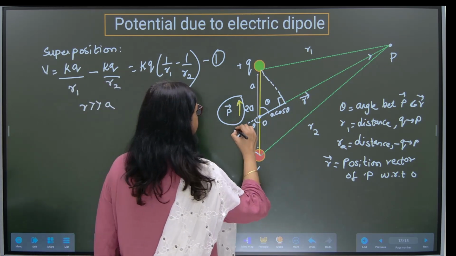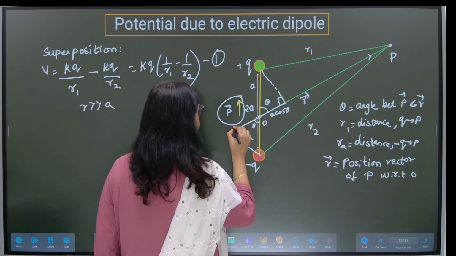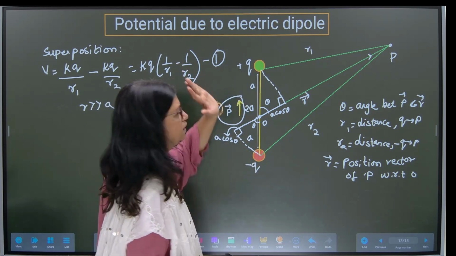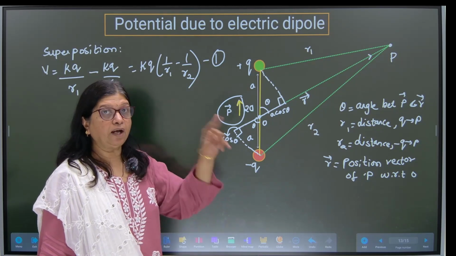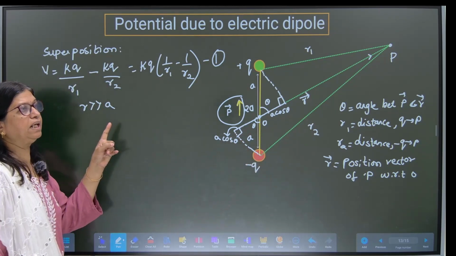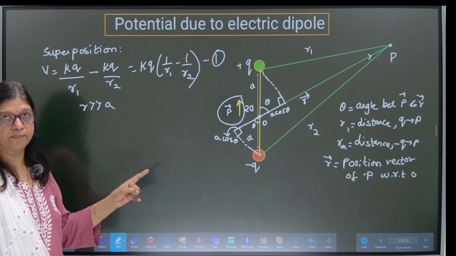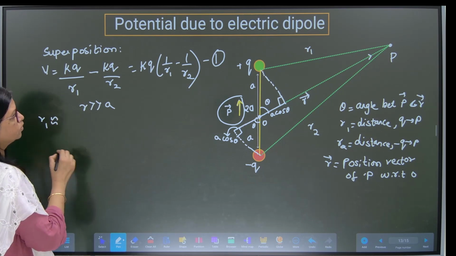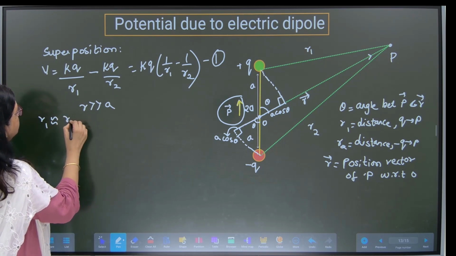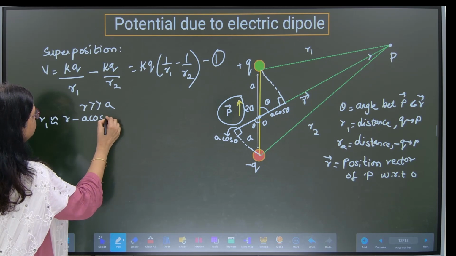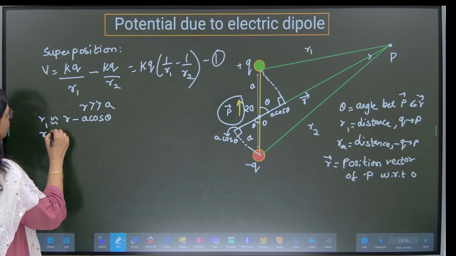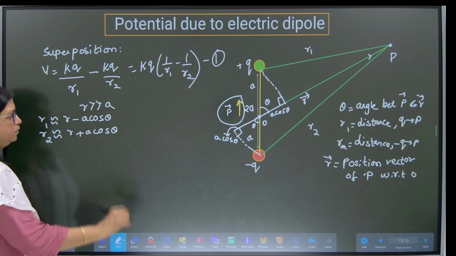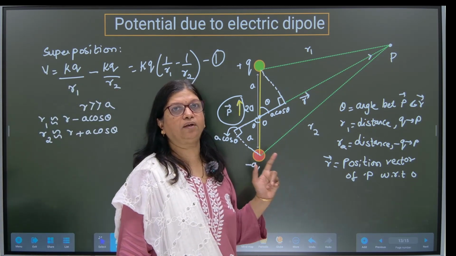This portion is also A cos theta. Fine. In these two triangles, as can be seen. Okay. Now, using the condition R much greater than A, we can write R1 nearly equal to R minus A cos theta from the diagram, and R2 nearly equal to R plus A cos theta from the diagram. Now we go to the diagram and understand how I wrote this.